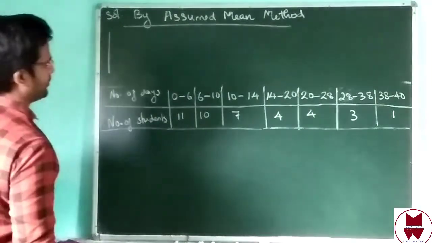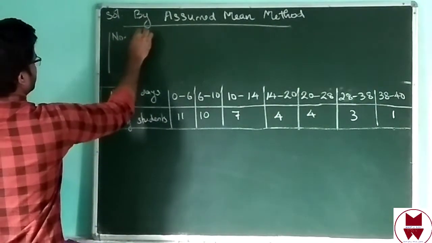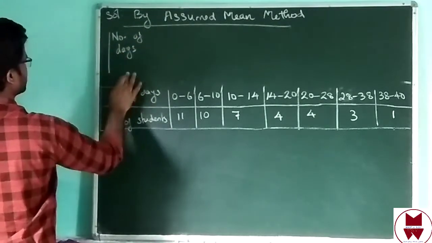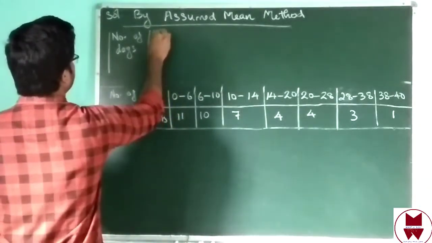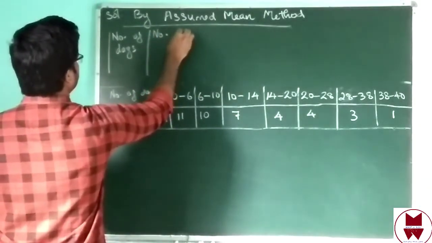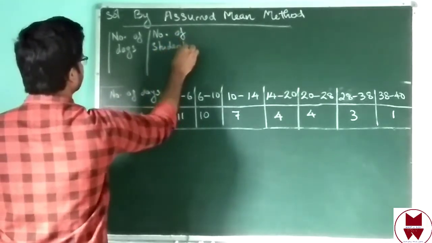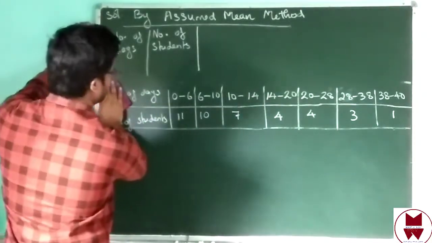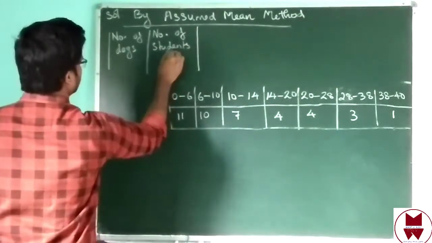First we can draw the table. First, number of days, then next number of students. These two things first we can write. Number of frequency, fi.